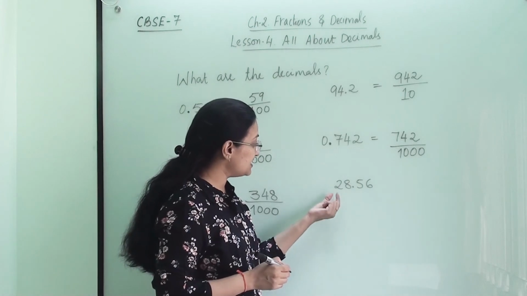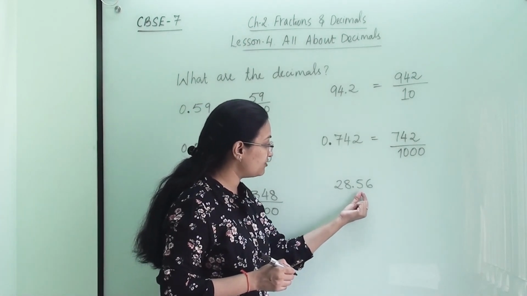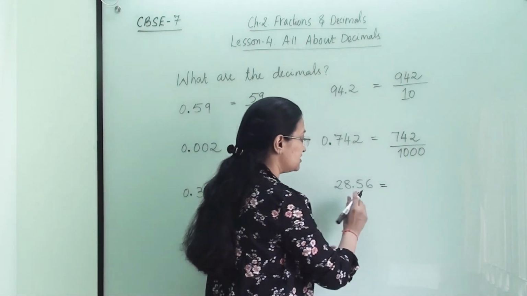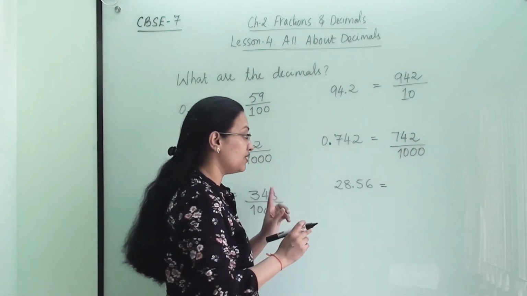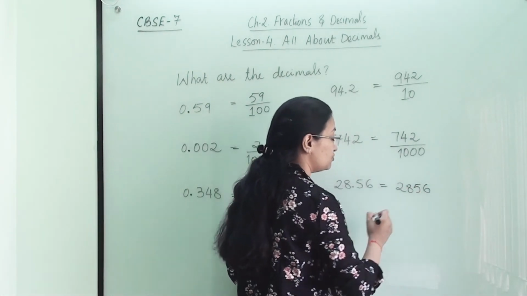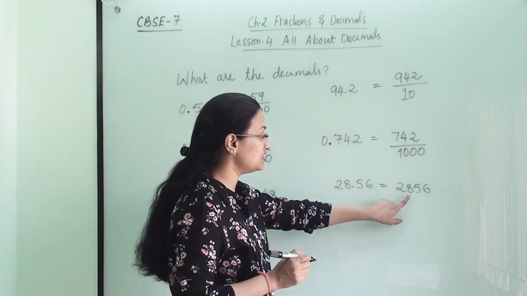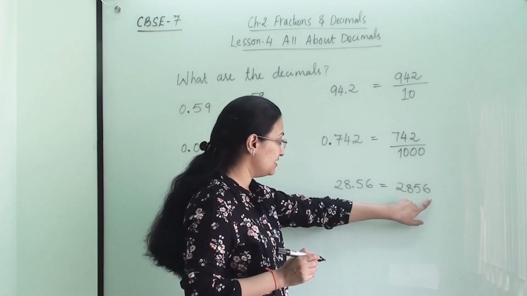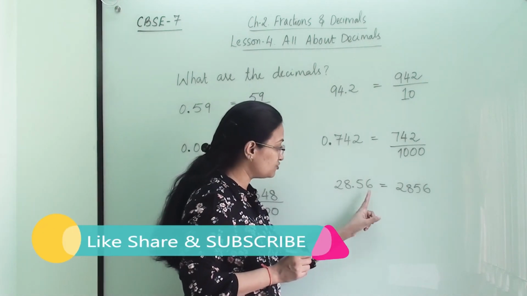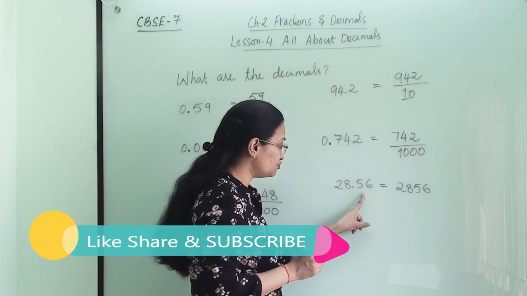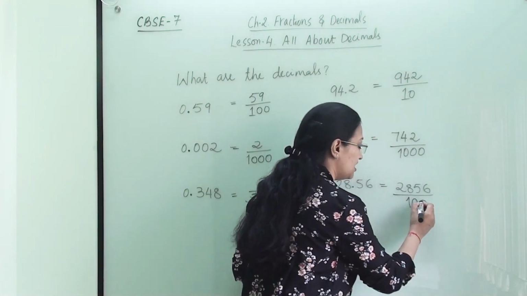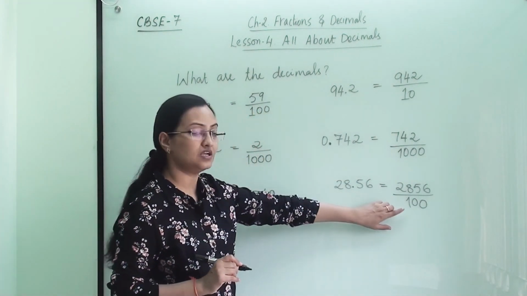Now the next number is 28.56. So here first ignore the decimals and zero and first we will write the number, that is 2856. So the total number is 2856. Now let us check after how many numbers we have put the decimal point. So 1 and 2. So after 2 numbers our decimal point is there. So into the denominator 100 will come.